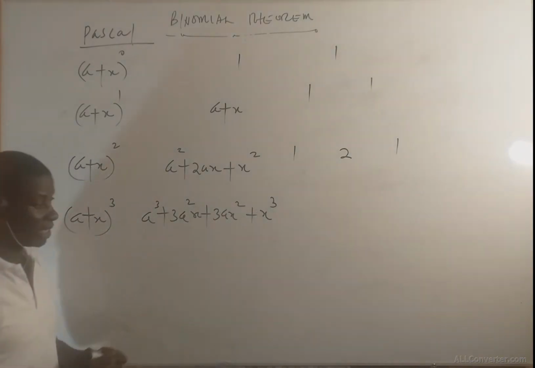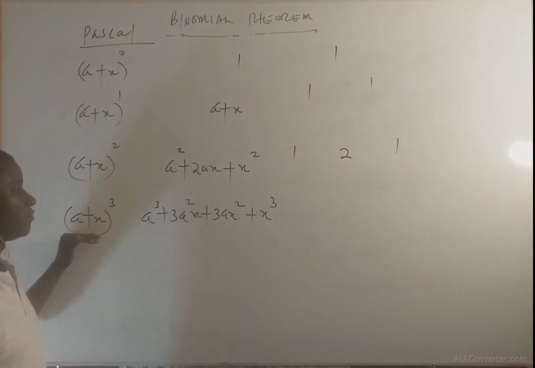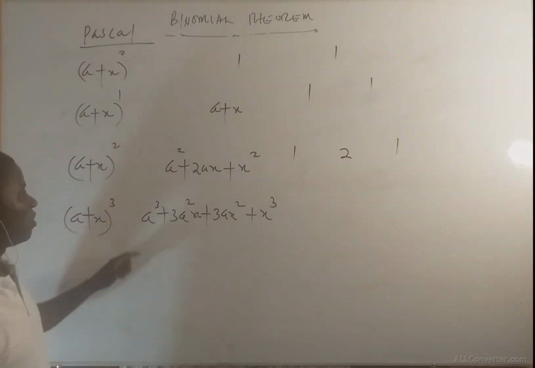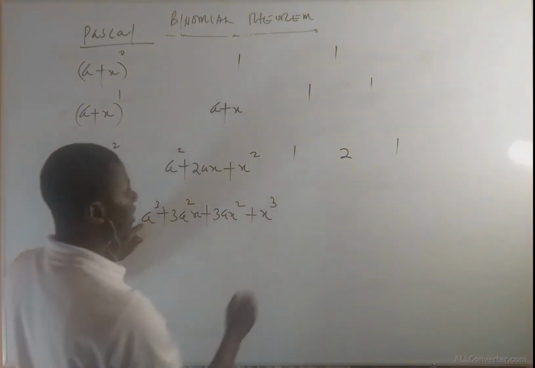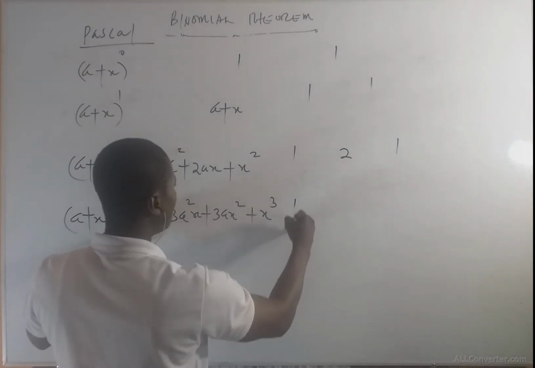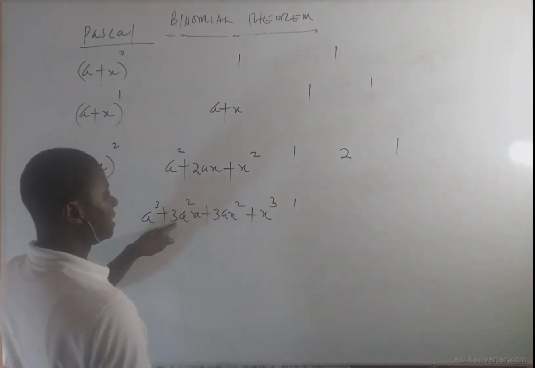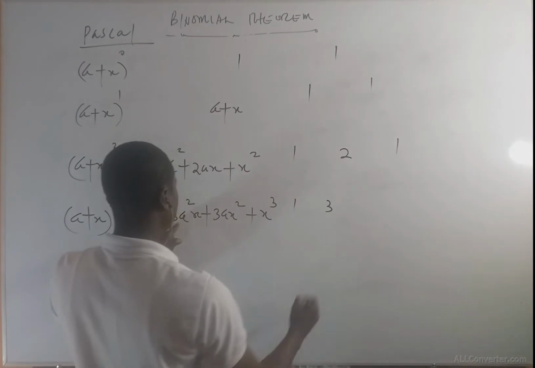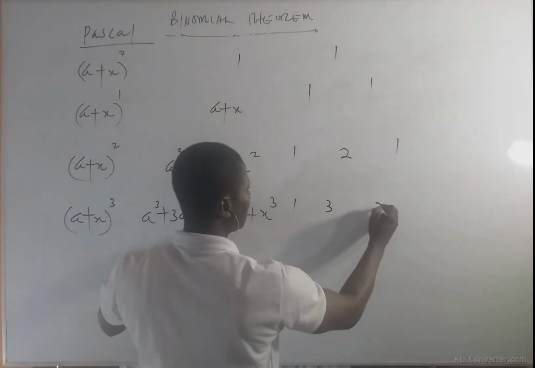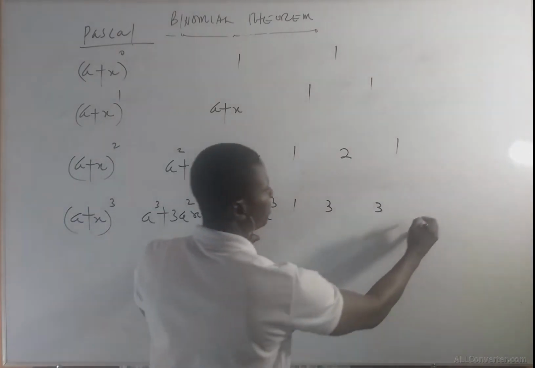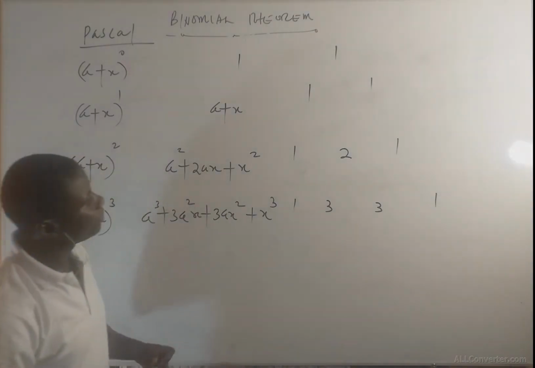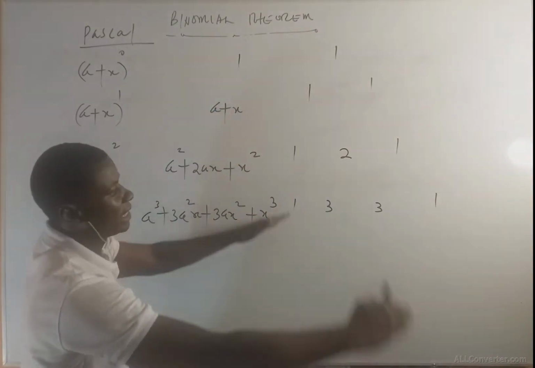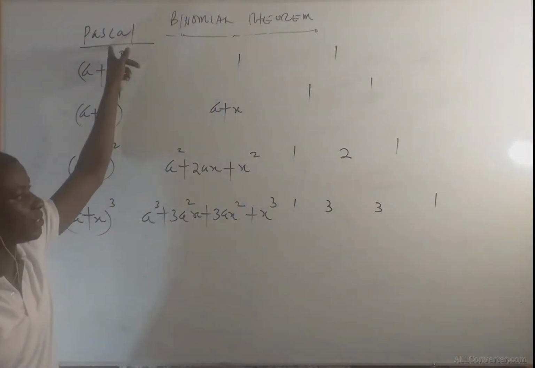If you remember, you can take the video back and find out the expansion for this. This is what we had. The coefficient of the a cubed term is 1. Then the coefficient of the second term here is 3. The coefficient of the next term here is 3. And the coefficient of the cube term here is 1. So you can see that we are generating something like a triangle. That's why we call it the Pascal triangle.